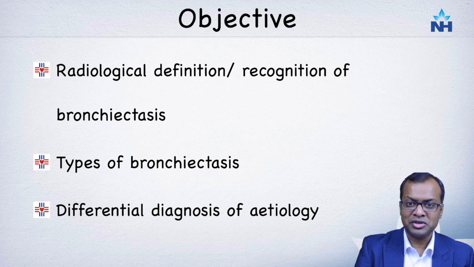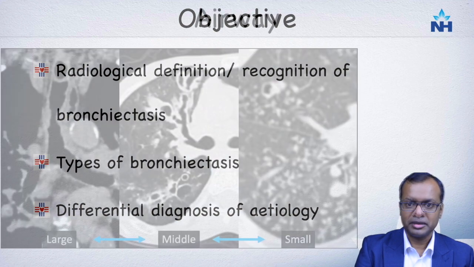So next time you see a CT and you see bronchiectasis, you can go through a checklist to try and arrive at the clinical diagnosis of the patient.